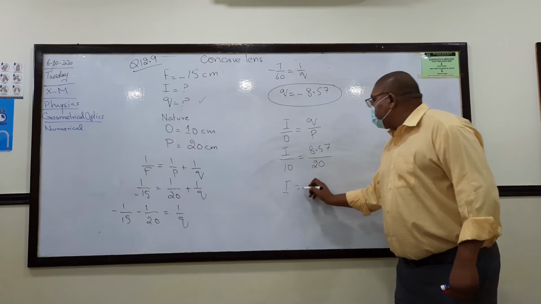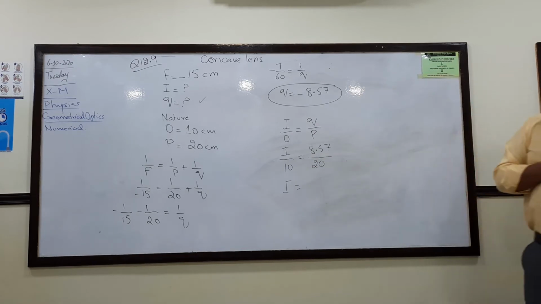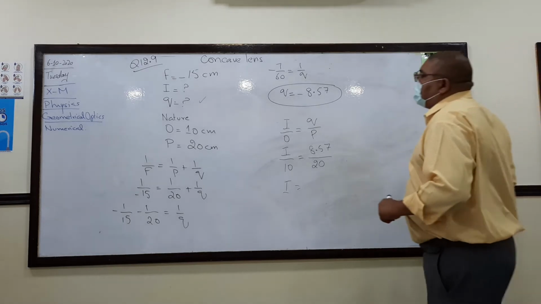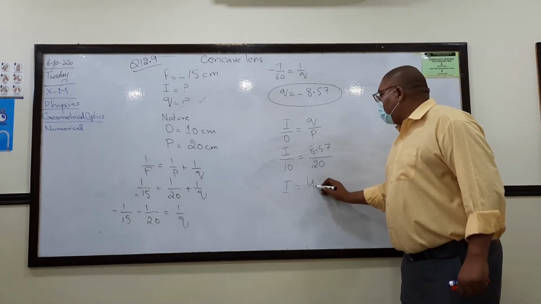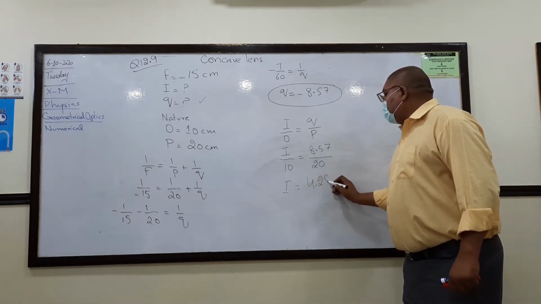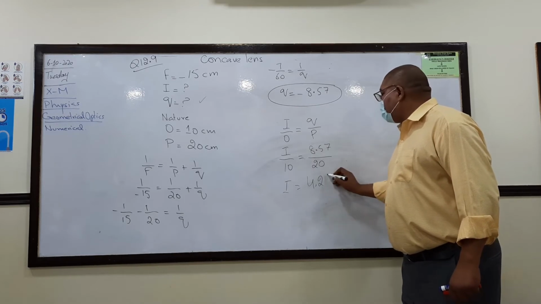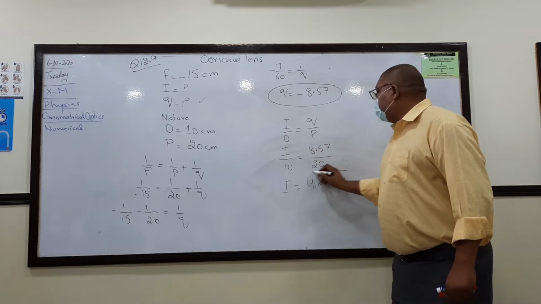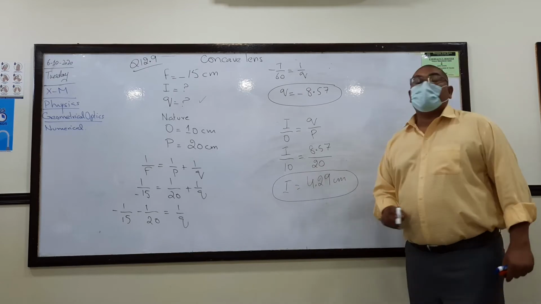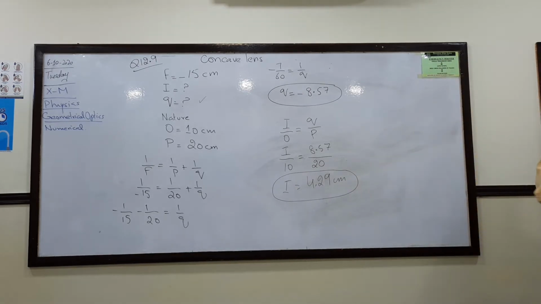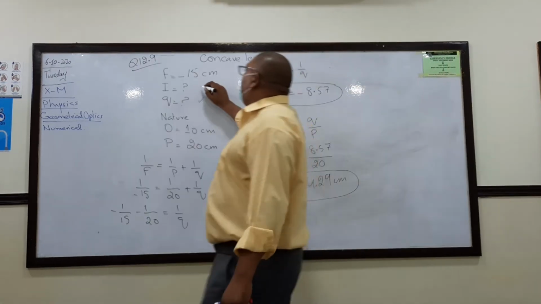Get the answer. Write it on the calculator. 8.57 divided 20 multiplied 10 equals. What's the answer? 4.285, so it can be 4.29 centimeters. Check, is this answer correct? Yes. This is correct. Okay, so now I got the height of the image.